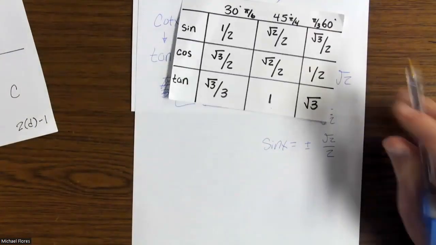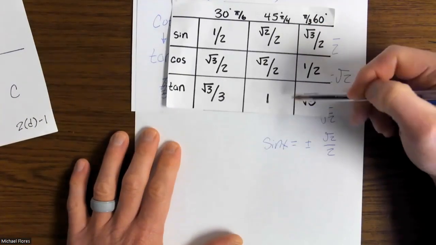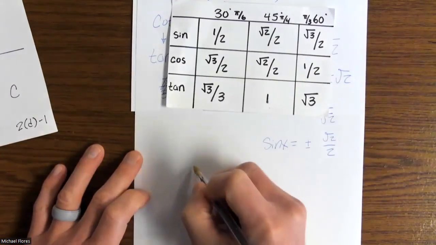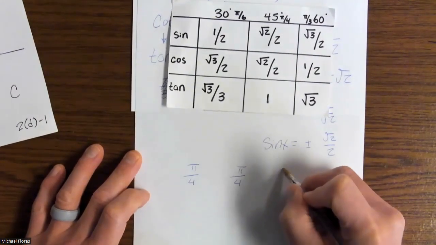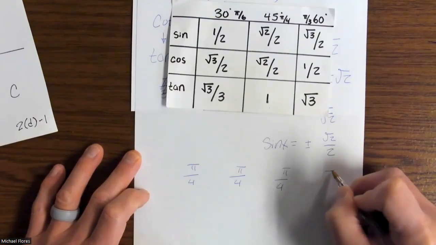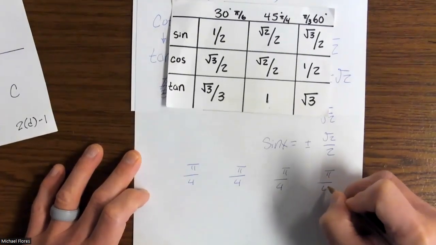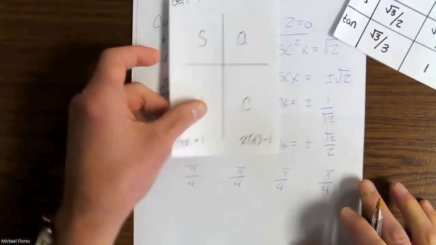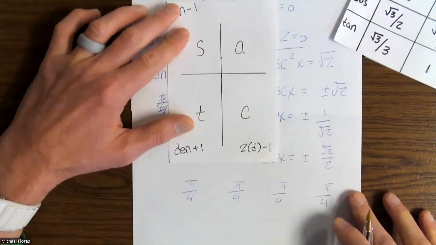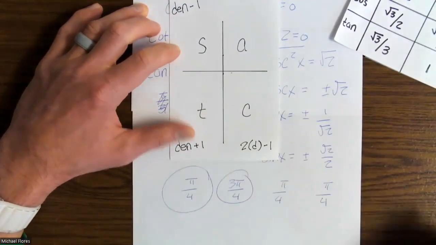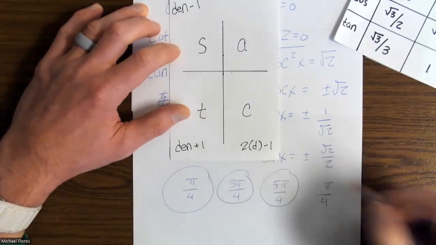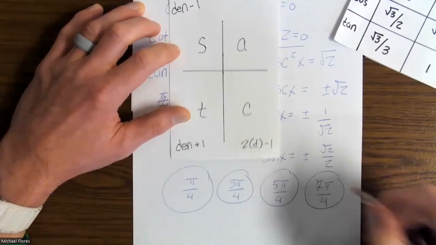Looking at our trig chart where sine is root 2 over 2, that is the pi over 4 column. We're going to need 4 answers here. We need to know the radians that produce positive root 2 over 2 and negative root 2 over 2. Quadrant 1, quadrant 2, quadrant 3, and quadrant 4.